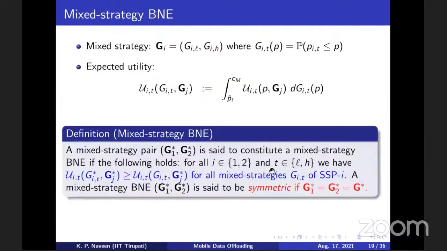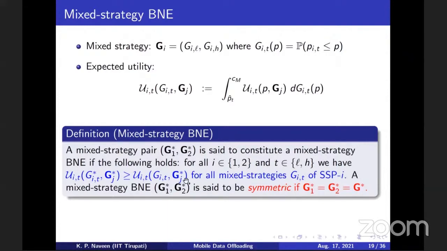Okay? Right. So now again, we can go ahead and start defining mixed strategy Bayesian Nash equilibrium. So given a mixed strategy pair, we define a Bayesian Nash equilibrium as something like this, right? So if I deviate from this distribution to any other distribution, I'm not better off, right? So my utility is only going to reduce, right? So this is simply the extension of the definition of Nash equilibrium to mixed strategy.